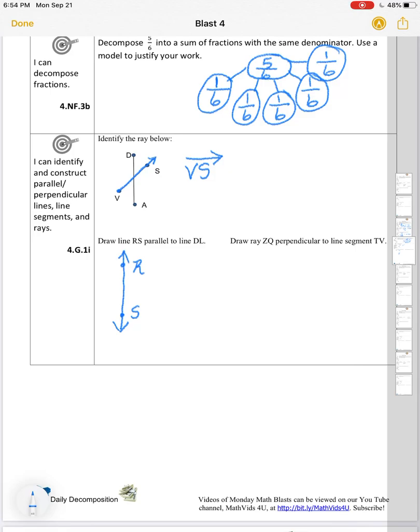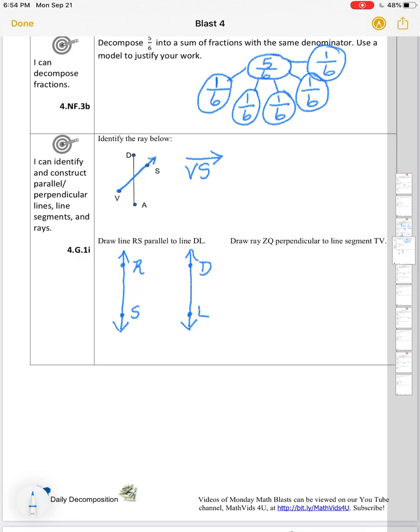We want it to be parallel. So parallel means never ever going to touch. They're equidistant apart at all places. To line DL. So here's my line DL. And again, I can put D at this point and L here, or I could have put L and then D. Draw ray ZQ perpendicular to line segment TV.